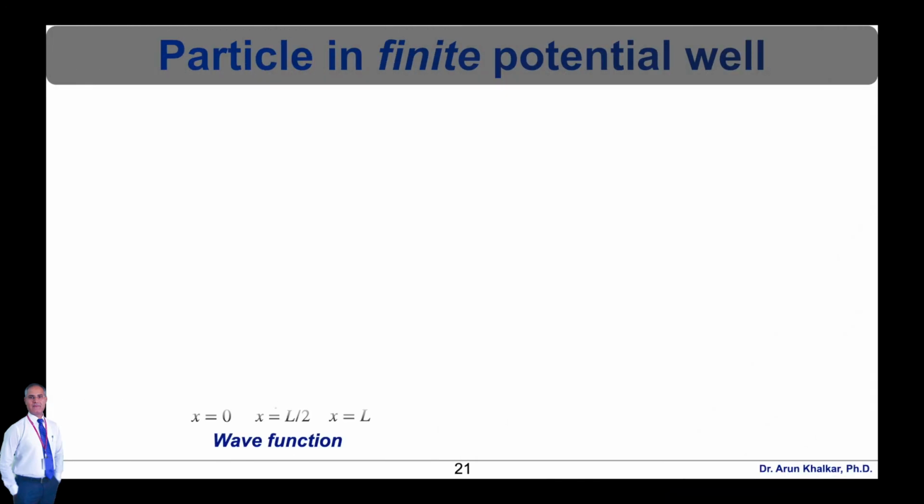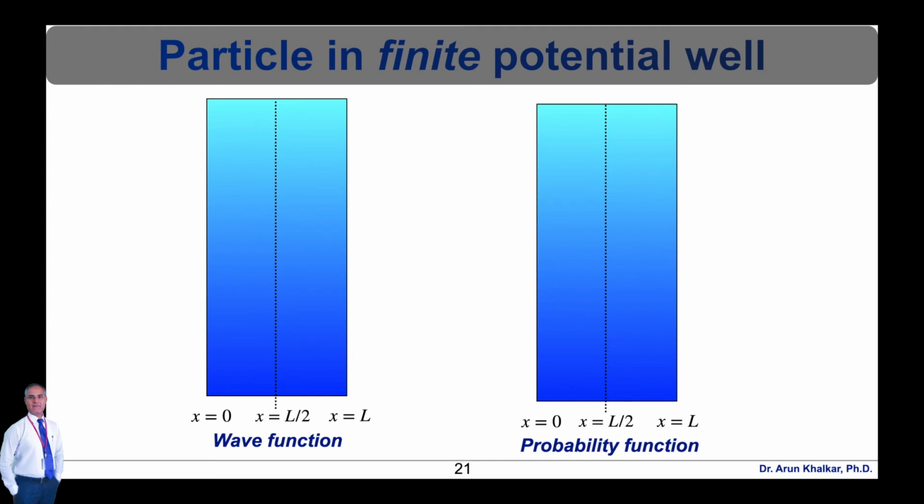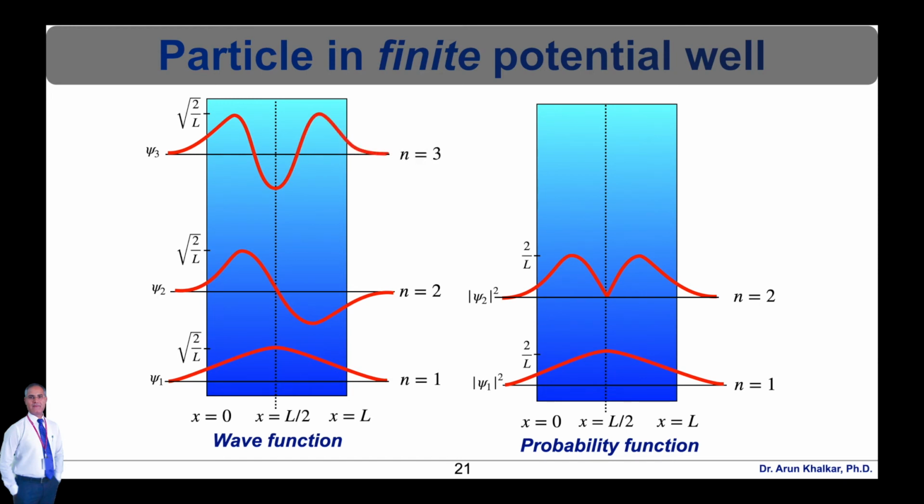The wave function and the probability function both are shown in this diagram. The wave function nature and the probability function are very similar to the particle in an infinite potential well. Whereas in this case, the probability function and the wave functions extend into the forbidden region as shown in this figure. The probability of finding the particle at the center of the potential well, at the location L by 2, is maximum, whereas it extends towards the forbidden region. This is the main difference between a particle in a finite potential well and a particle in an infinite potential well.